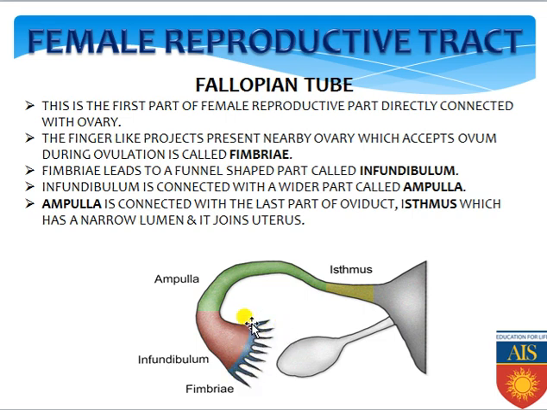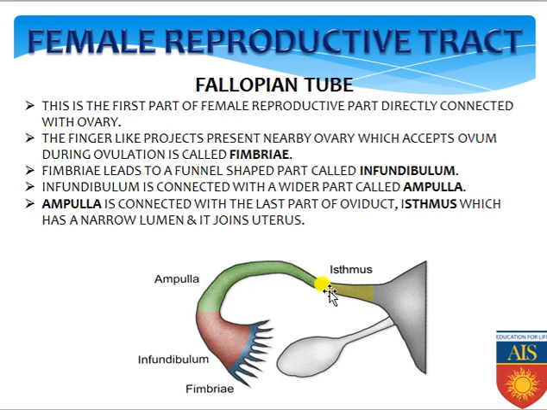After the fimbriae, there is a funnel-like portion. This red colored portion I am talking about is known as the infundibulum. After the infundibulum, there is a green colored elongated, wider portion, which is known as the ampulla.